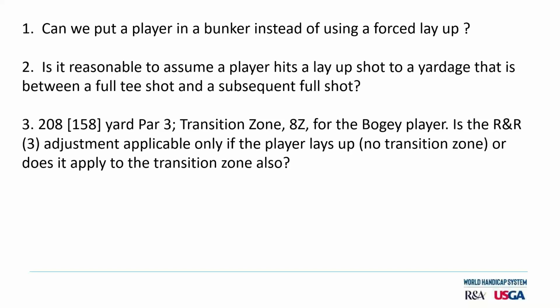So if it's at least 50-50, 50% or greater, there would not be another landing zone. And now we're not going to use the 3 adjustment in that case. But if the team felt like the player was going to get there less than 50% of the time, then that 3 adjustment would apply on top of any other adjustments. It would be short of the green as well. So hopefully that answers those 3 questions.